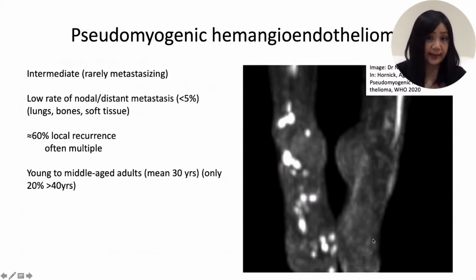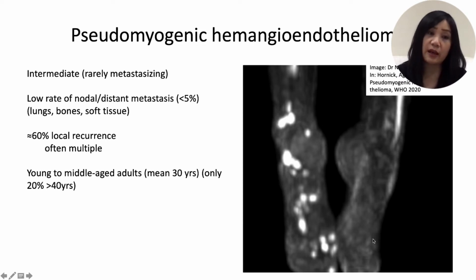So we can see on this imaging the discrete nodules in various tissue planes of the same anatomic location. And it's important that we don't overcall this as epithelioid sarcoma because it is only rarely metastasizing. In contrast to epithelioid sarcoma, there is an extremely low rate of nodal or distant metastases, less than 5%. However, local recurrence is relatively frequent, in about 60%, often multiple.